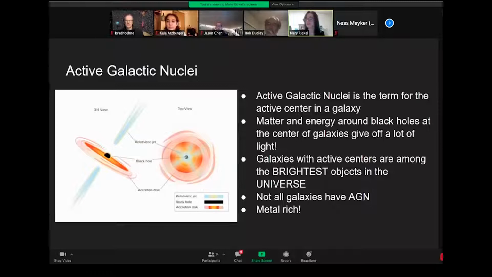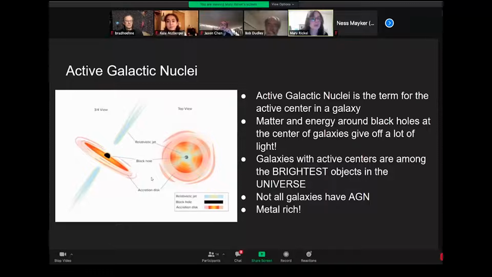But not all galaxies have an AGN. For example, our galaxy is not active. What makes a galaxy active is not very well known, a little bit beyond the scope of my presentation, but I do know that there's a lot that goes along with it. And also we find that AGN produce very metal-rich emission spectra.